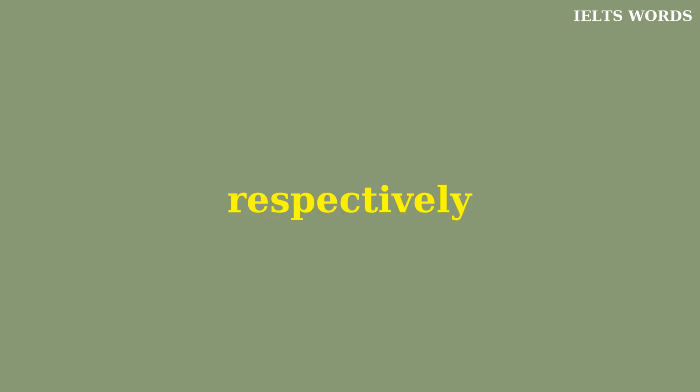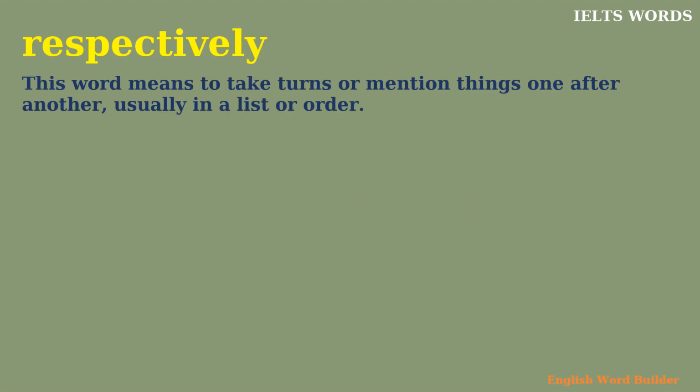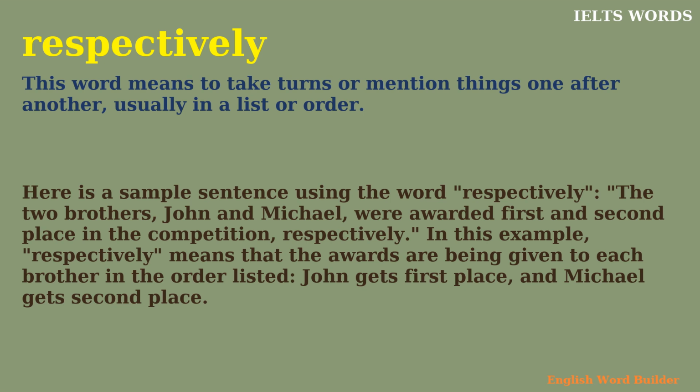Respectively. This word means to take turns or mention things one after another, usually in a list or order. Here is a sample sentence using the word respectively. The two brothers, John and Michael, were awarded first and second place in the competition, respectively. In this example, respectively means that the awards are being given to each brother in the order listed. John gets first place, and Michael gets second place.